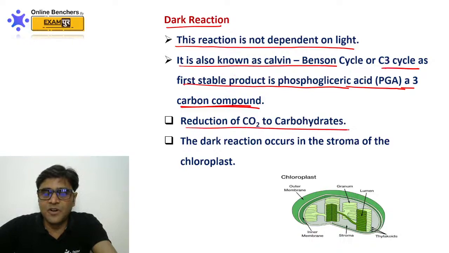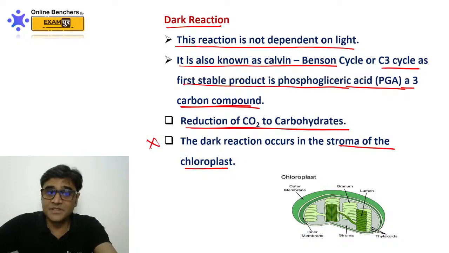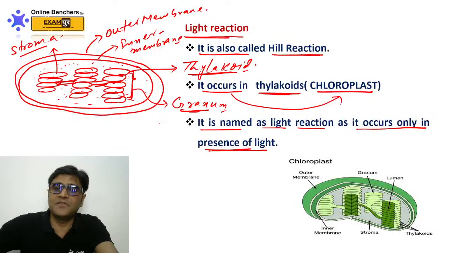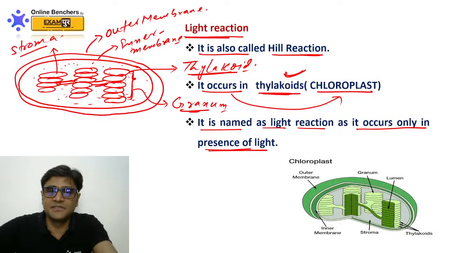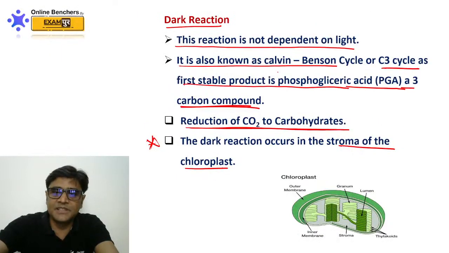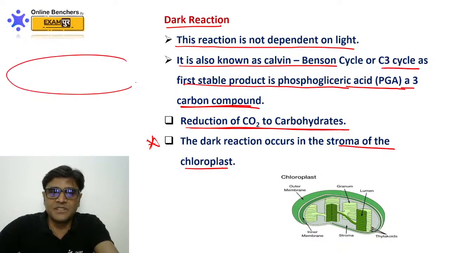And what happens in dark reaction? CO2 is reduced to form glucose, and dark reaction takes place in the stroma of the chloroplast. So please remember this point. This is a very important point. Light reaction takes place in which part of the chloroplast? Thylakoids. But dark reaction takes place in what? Stroma. What is stroma? This space.